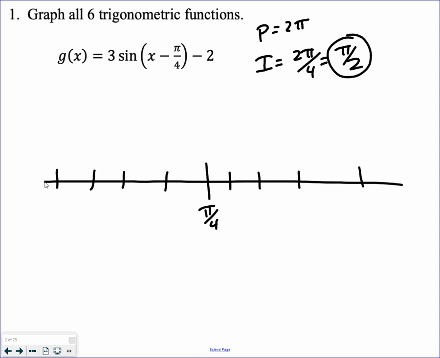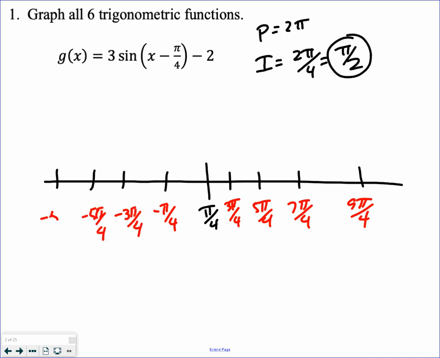So I get 3 fourths, 5 fourths, 7 fourths, and 9 fourths. That's adding pi over 2. Subtracting pi over 2, I get negative 1 fourth, negative 3 fourths, and negative 5 fourths. And again, those of you that are fractionally challenged may struggle a little bit with that. But I added pi over 2 to the right, and I subtracted pi over 2 to the left. So that's all. The only thing that I've really dealt with is that.